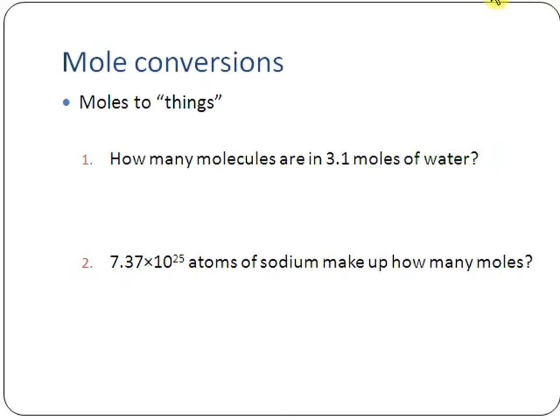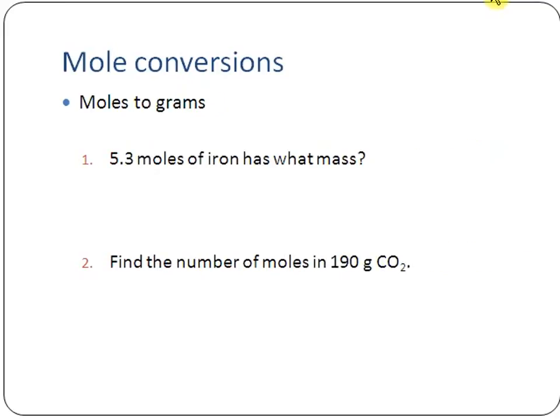So continuing here, what if we wanted to instead convert from moles to grams? To do that, basically the conversion between moles and grams is going to be the atomic mass, or if it's a molecule, the molecular mass that you get off your periodic table. And so we start off in a very similar way. We start off with the number we're given. So in this first problem we have 5.3 moles of iron has what mass? And so we're going to say 5.3 moles of iron, Fe.